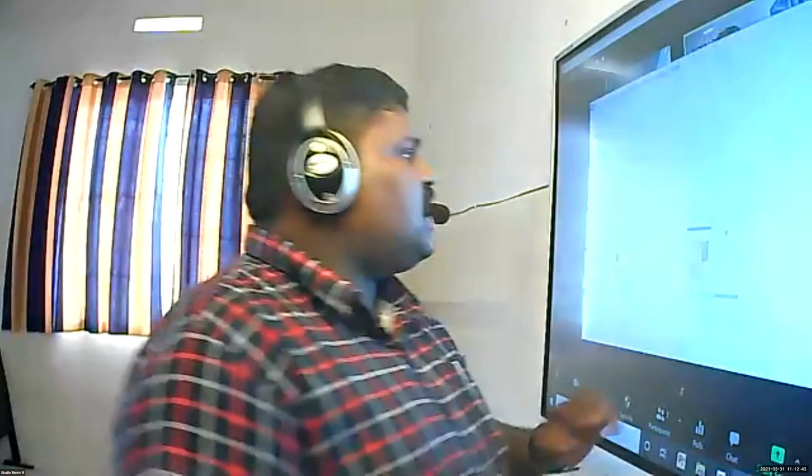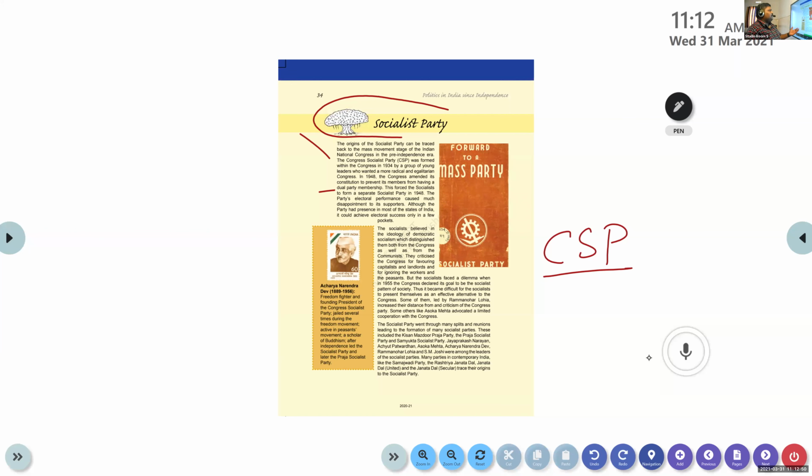So the Congress Party started that activity. Before that, a number of people could participate in different political parties. Different political ideas were there. This forced the socialists to form a separate socialist party in the year 1948. So the Congress Socialist Party (CSP) was formed in the year 1948.